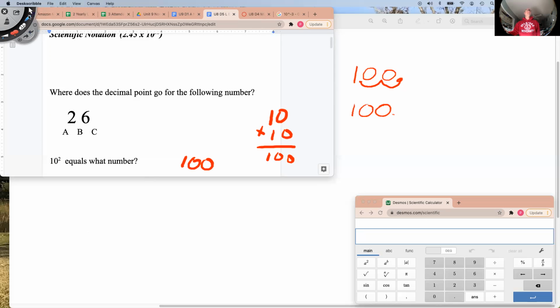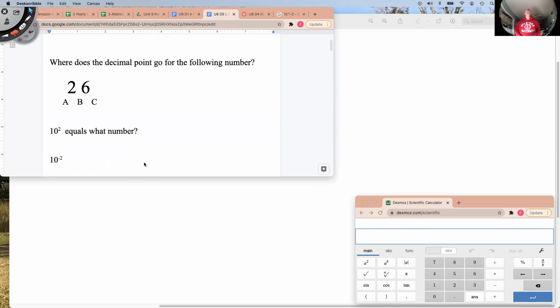Okay, let's take a look at the next example. 10 to the minus 2 equals what number, ladies and gentlemen? That's right. 10 to the minus 2 is going to equal 0.01. We could also write .01, and that would be like a little placeholder. These zeros in front, all they are is placeholders to our 0.